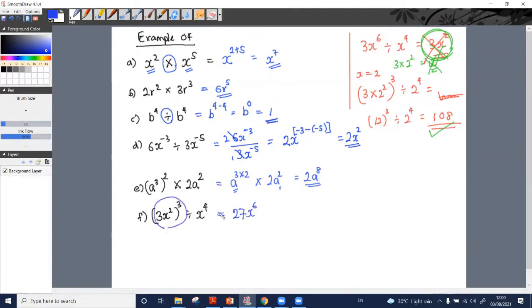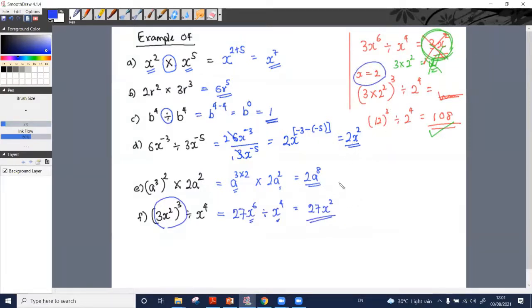Now after simplifying, it should be like this: 27 x to the power 6. Hope you got it. Not again 9. 3 to the power 3, 3 into 3 into 3, that is 27. 27 x to the power 6 divided by x to the power 4. The base is the same and there is division, so you can deduct the power values. Therefore, the final answer should be 27 x to the power 2.